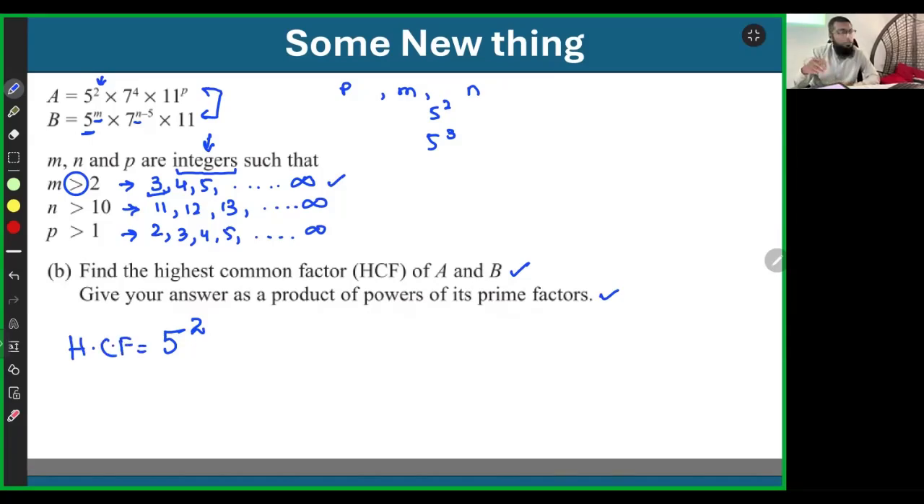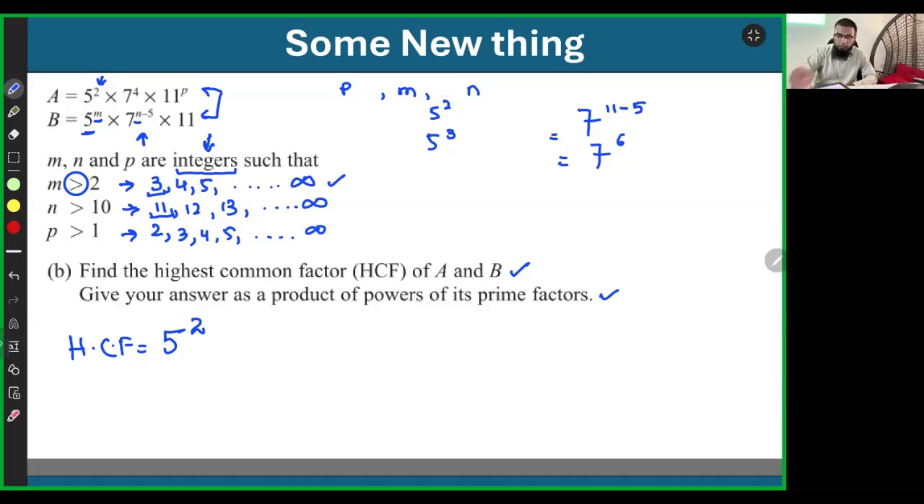Okay, now what about the other one? So 7^4 and 7^(n minus 5). Again, I need to think of the minimum power of n which I can take. What is the minimum value? That is 11. Yehi baat hai na, minimum number of n jo main le sakta hoon, that will be 11. Theek hai? To ab main zara 7^(n minus 5) mein 11 plug in karta hoon to see what the answer is. 11 minus 5 kitna hota hai? 6.